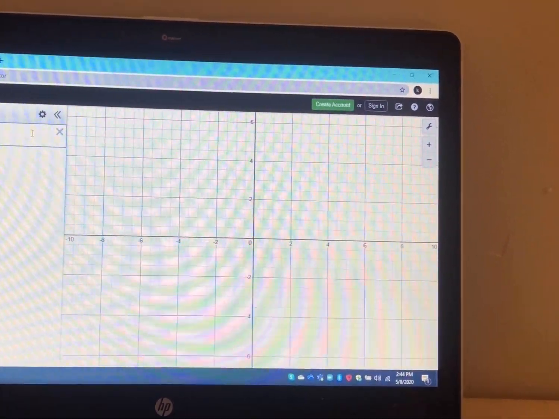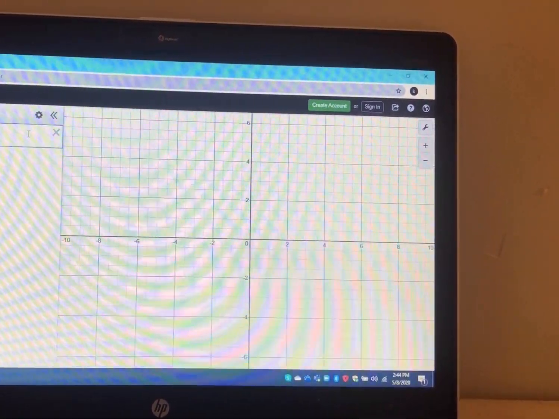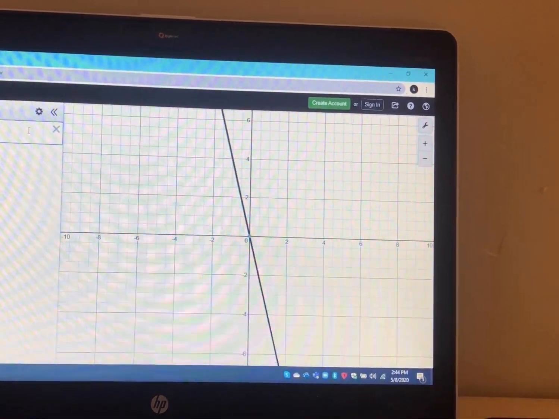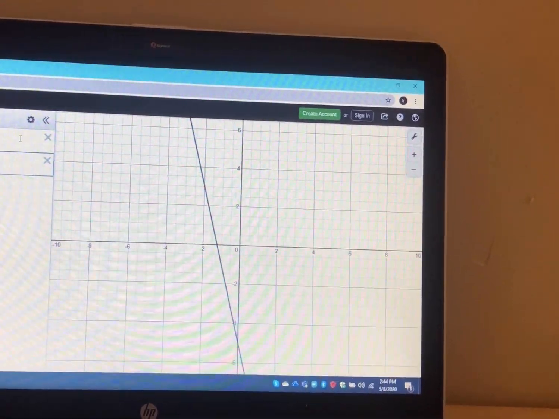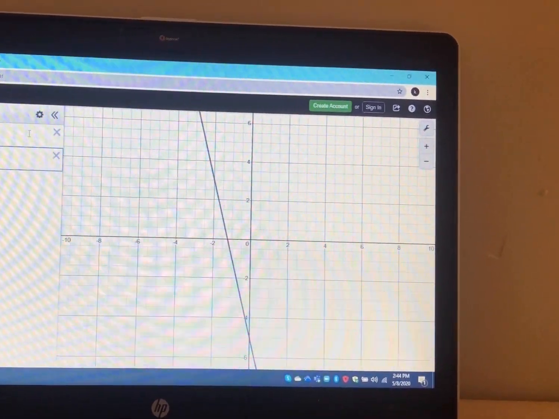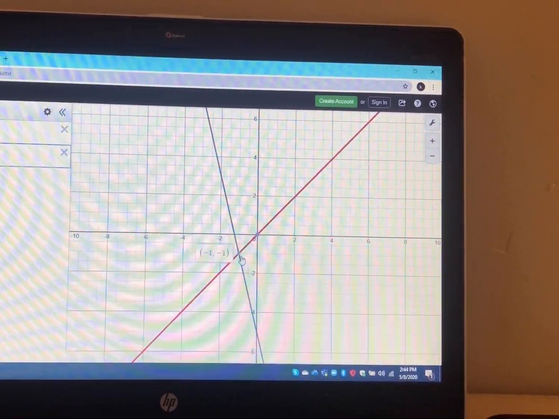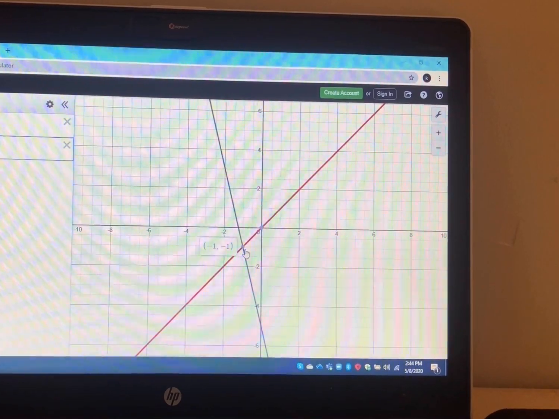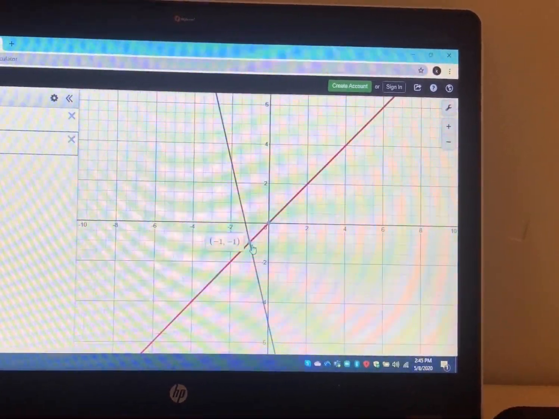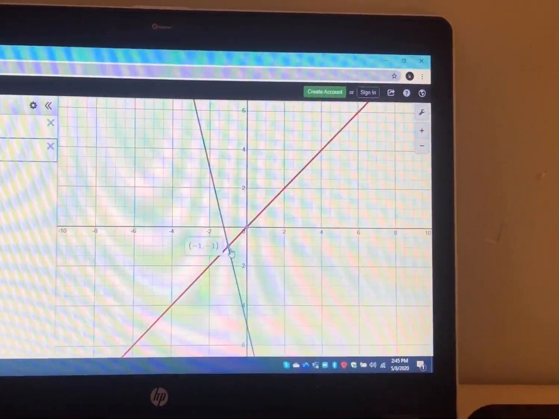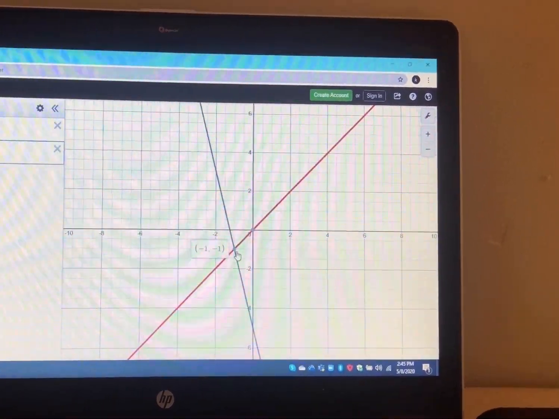Number 7, our first equation is y equals -4x minus 5. Second equation is at y equals x. So again, we're looking for where those 2 lines are crossing. Identify the ordered pair. This one says it's at -1 and -1, which is option I for number 7.